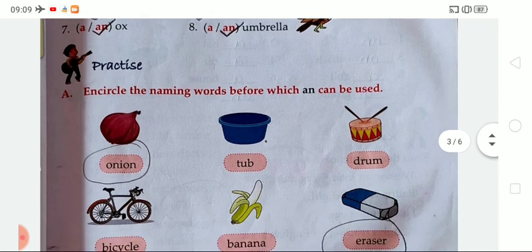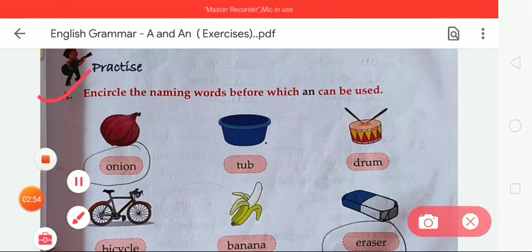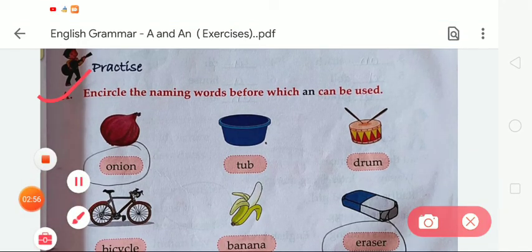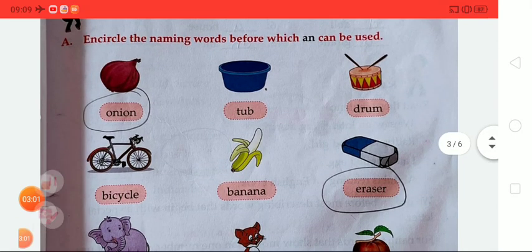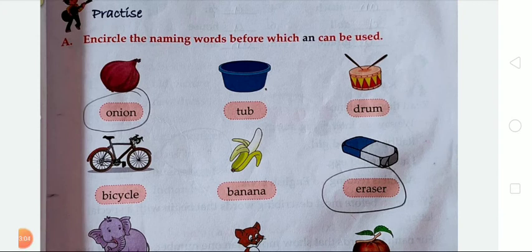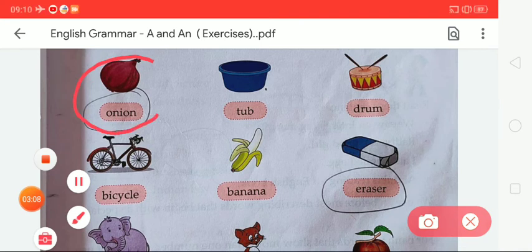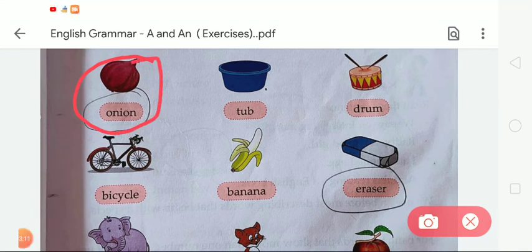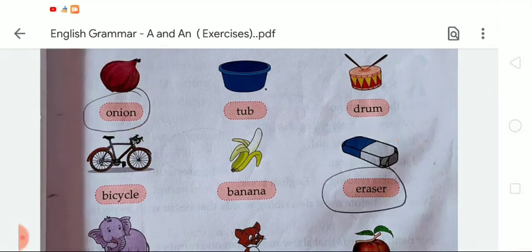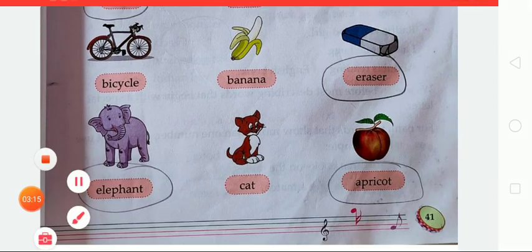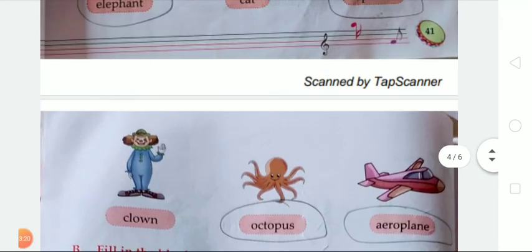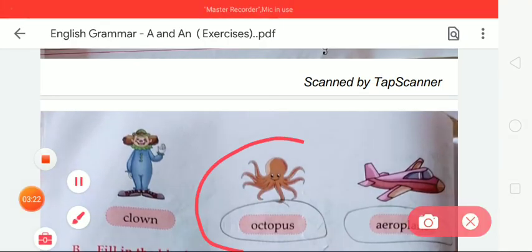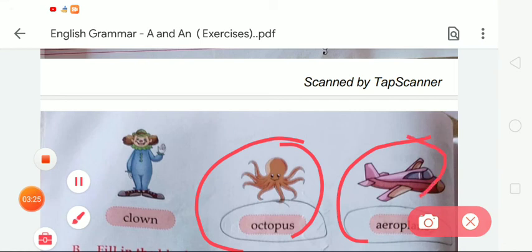Okay. Now the next there is the exercise A. Encircle the naming words before which An can be used. So here the first is onion. We use An with onion and with eraser. After that elephant, apricot. Now the next is octopus and aeroplane. So we have to circle the given pictures of these things.